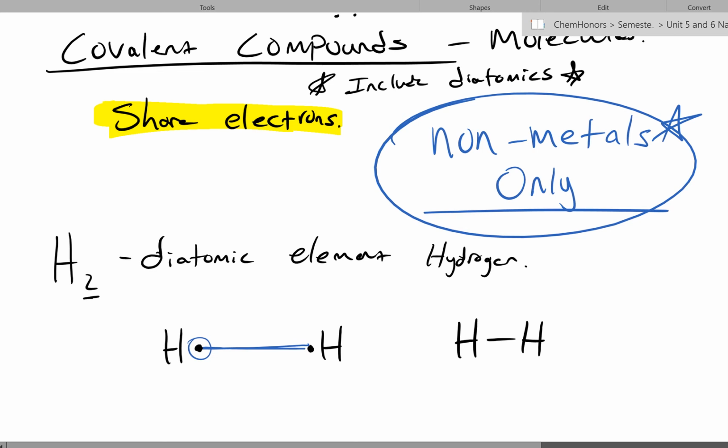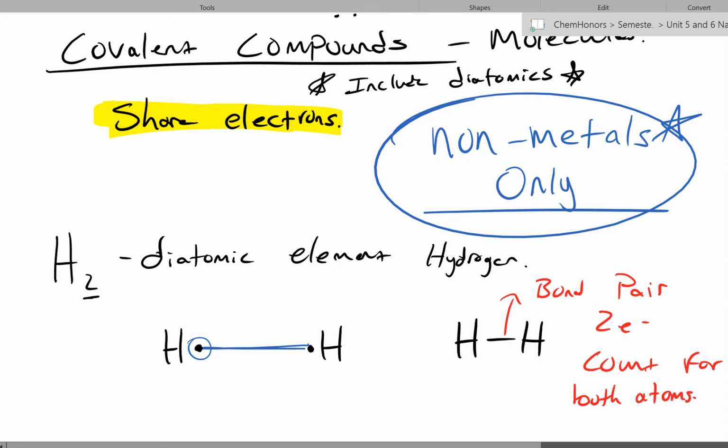This is hydrogen with what is called a single bond between them, right? Because they're both sharing that set of electrons instead of just keeping them for each other. So then this right here is a pair of electrons. It's a bond pair, right? There are two electrons here, and they count for both atoms. So when we're counting the number of valence electrons for each atom, we use that bond pair and we count it towards each of them.